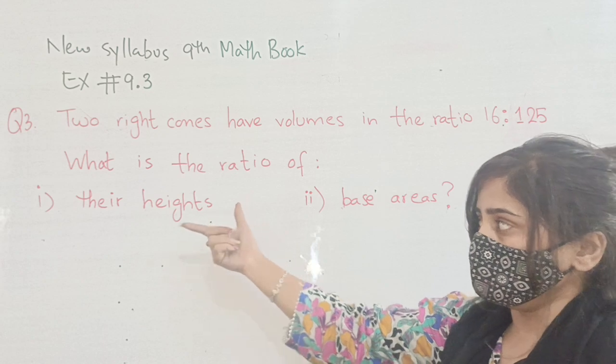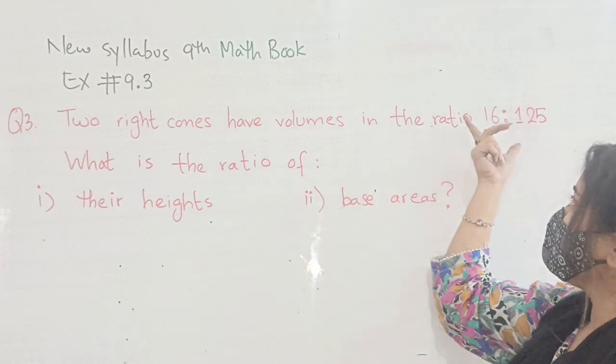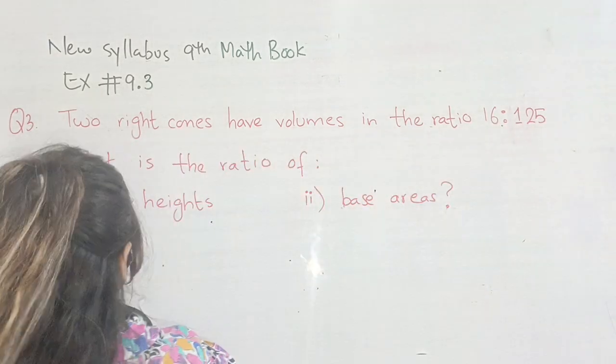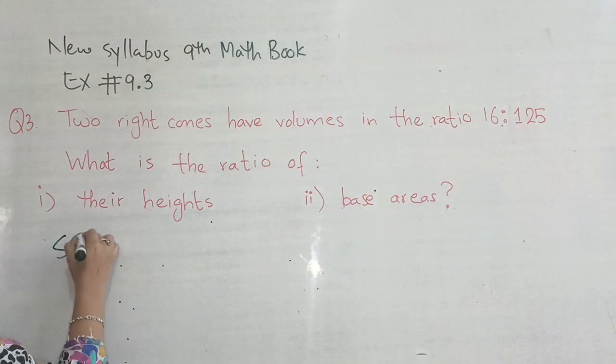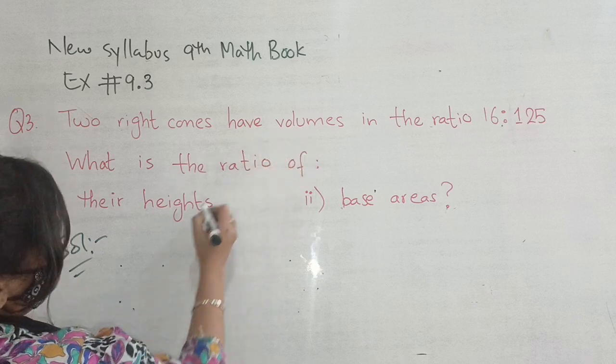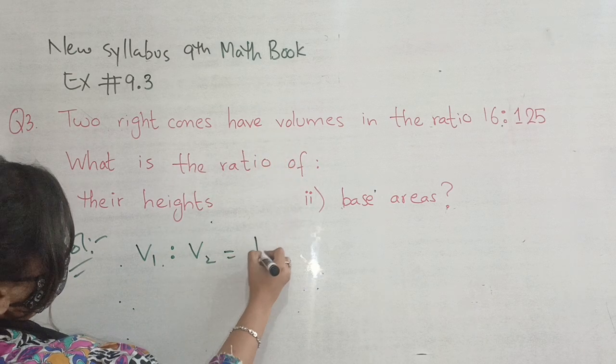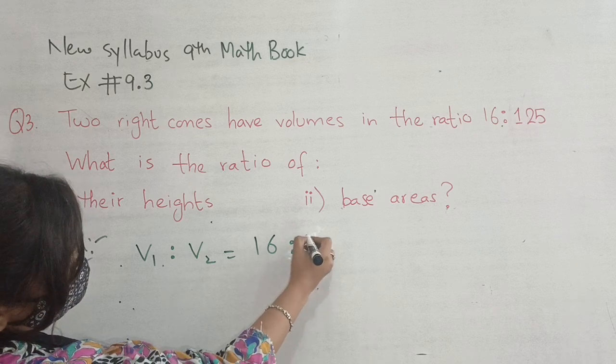First we will solve this part by using the ratio, that is the volume ratio. The volume ratio is given, that is V1 over V2 is equal to 16:125.